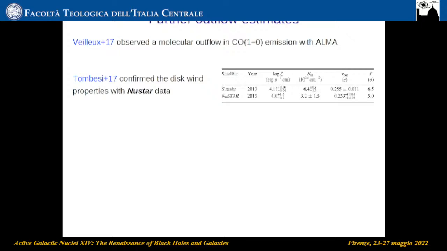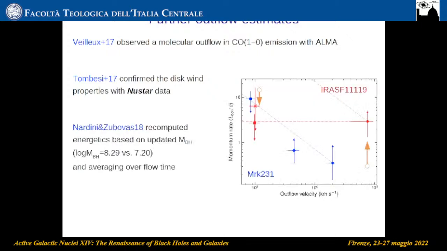There was a confirmation of the X-ray disk wind from a NuSTAR observation in 2017. And then this source ended up in a paper by Emanuele, where they were comparing with Markarian 231. And you can see here that they basically end up with the opposite conclusion. And the main reasons are that there is a different estimate of the large-scale outflows, where you average over the flow time instead of considering the local value. And also there was a big difference in the wind power, mostly due to a recomputation of the black hole mass.